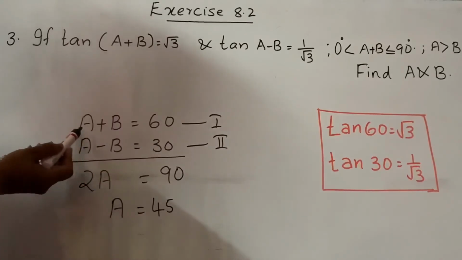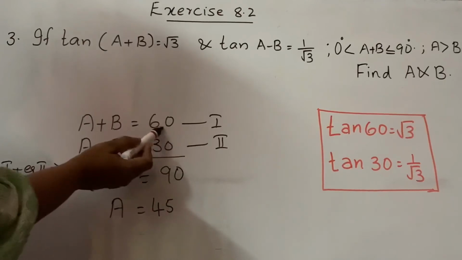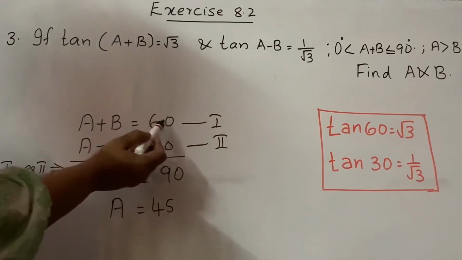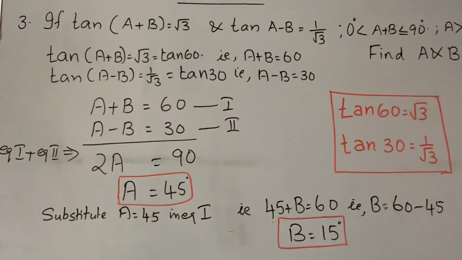Then substitute the value of a here. Then you will get 45 plus b is equal to 60. That means b is equal to 60 minus 45, 15. b is equal to 15. Hope this is clear to you. Thank you.